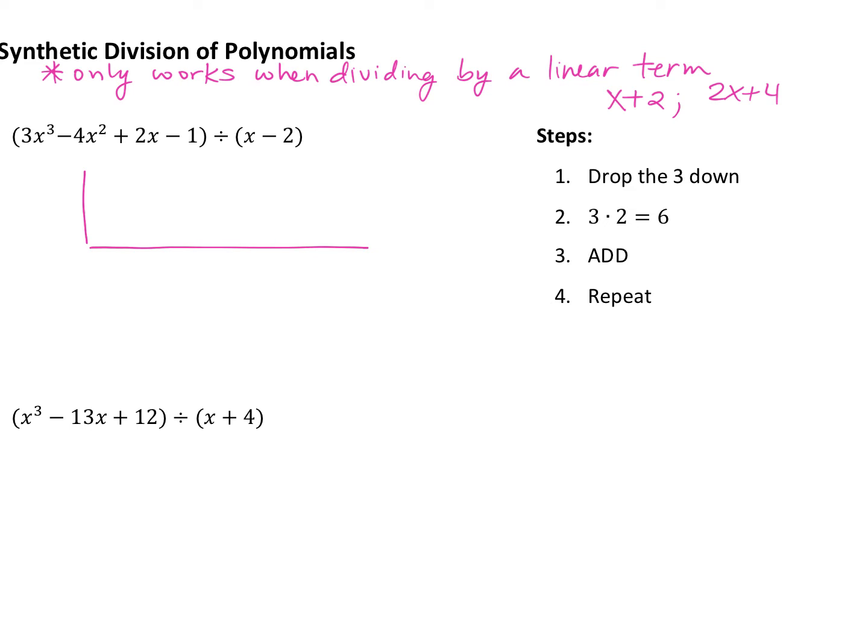So what we do here, and I'm going to color code for you a little bit just so you can see where I'm at, you're going to take all the coefficients of your first polynomial. You're going to take the 3 and put it here. You're going to take the -4 and put it here. You're going to take the 2 and put it here. And you're going to take the -1 and put it there.